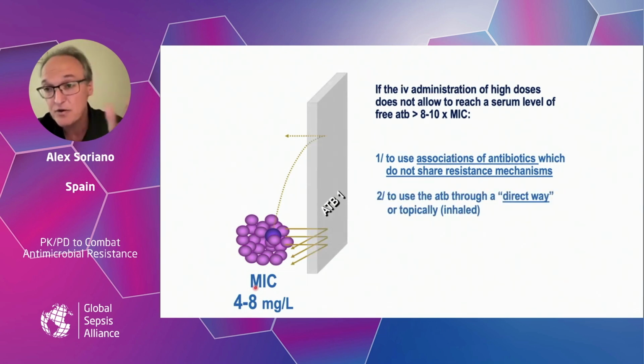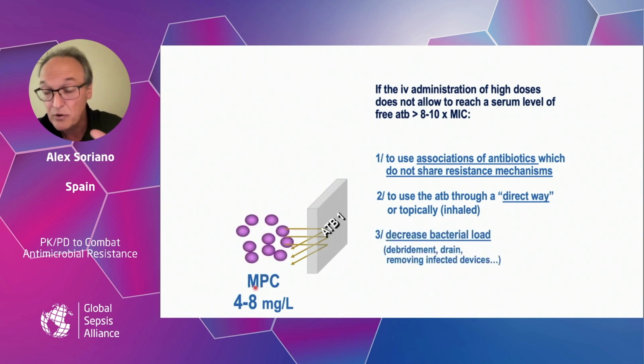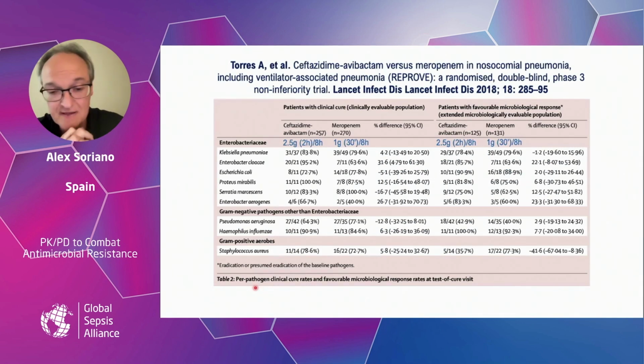Second, another option is to provide higher concentrations by using different ways of administration, particularly local therapy or inhalation therapy, for example, for ventilator-associated pneumonia. And third, and the most important, remember that the rate of spontaneous resistant mutants is directly related to the amount of bacteria. So what we have to do is reduce as much as possible the inoculum, by doing debridement, draining, removing the infected devices, etc. Because by doing so, we will significantly reduce the risk of selecting resistance.